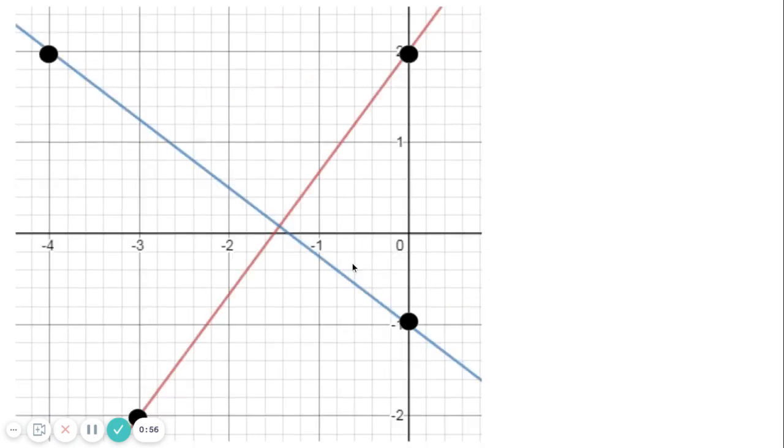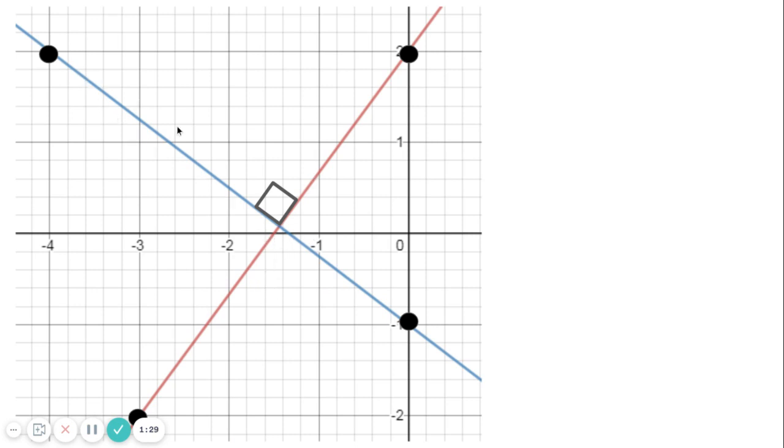Now this one's not so obvious. These two lines are not parallel. What they are is perpendicular to each other. Notice where they cross, that's the idea. Where they meet is at a right angle. So that's a special relationship, and it has something to do with the slope. Two lines that meet at a right angle are perpendicular.